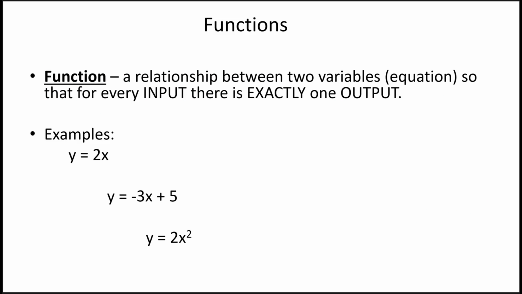All right, so functions, as we've said, are a relation where every input has exactly one output. So if I plug in a number, I will just get one output. I'm not going to magically get two different outputs for the same input. That's not going to work. It won't be a function.